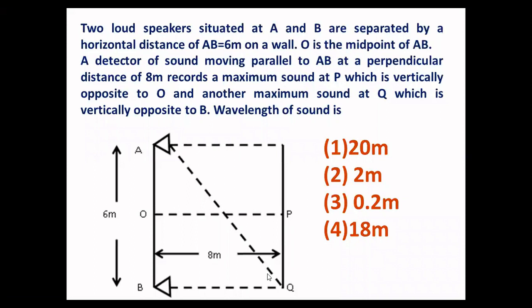When the next maximum, that means the next crest falling on crest, occurs when there is a path difference of 1 lambda. That means if these two waves have no path difference here, the next crest falls on crest when there is a path difference of 1 lambda. That means this distance minus this distance should be equal to 1 lambda.